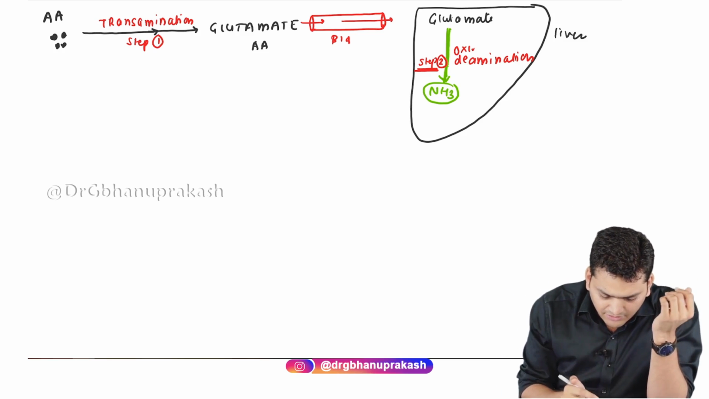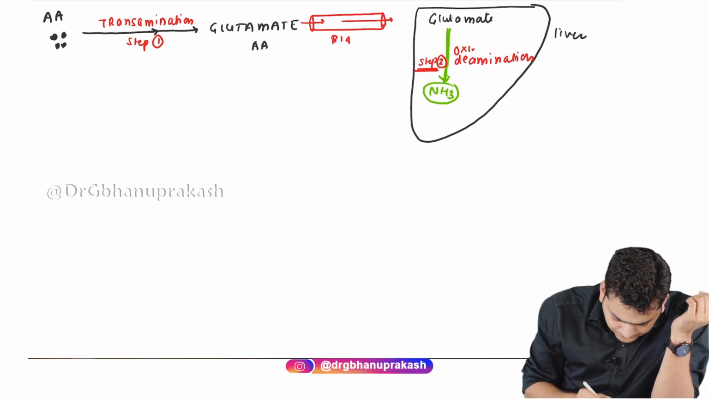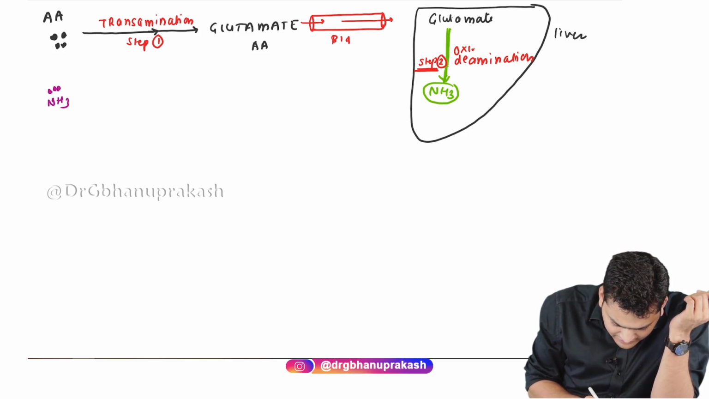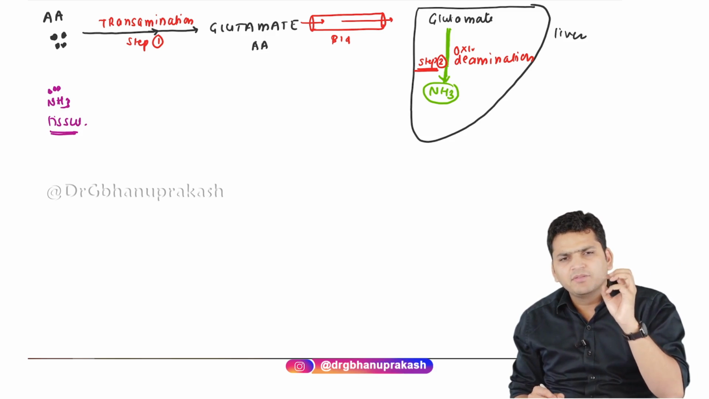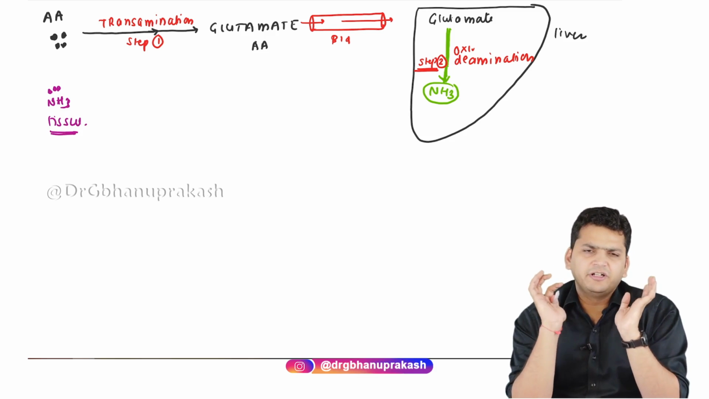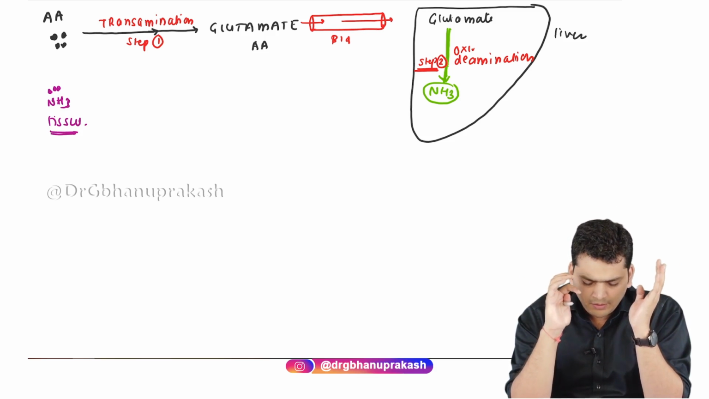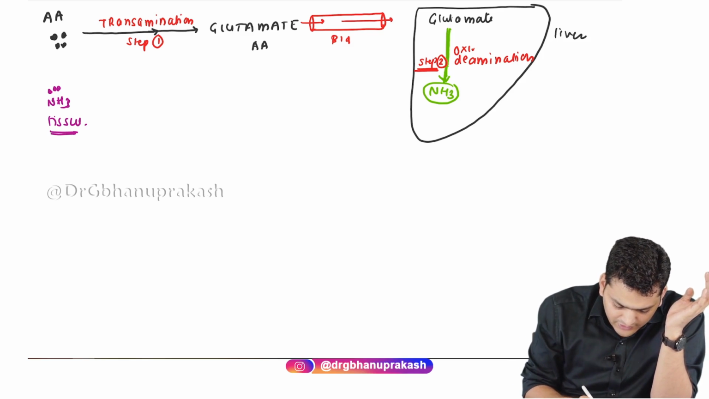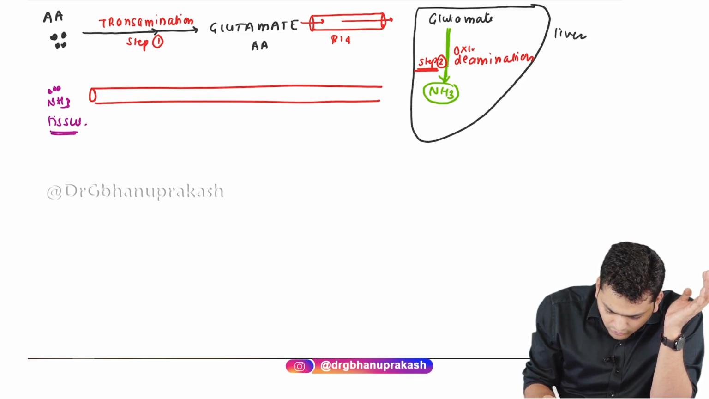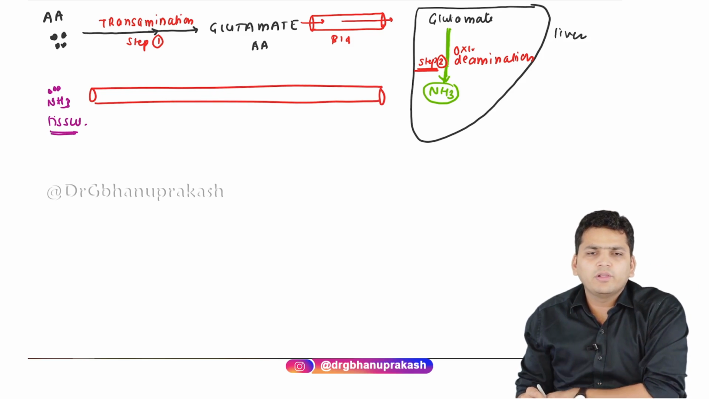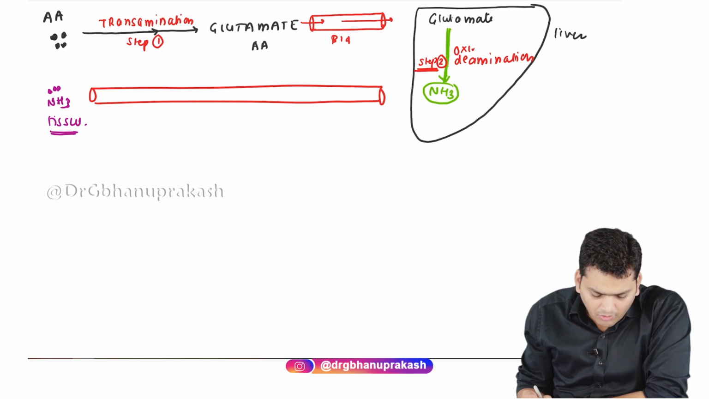Now, there are some reactions which can generate a trace amount of ammonia directly in the tissue. There are very few reactions, but free ammonia can be generated in the tissue. Now, we need to transport this free ammonia all the way from the tissue, meaning from the extrahepatic tissue, all the way to the liver. Now, how to do that?